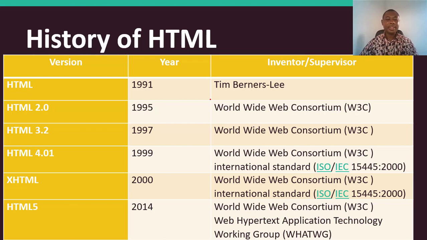W3C supervised that. By 1999, we had HTML4, and then that one too, we have W3C and ISO standardizing and supervising it. By 2000, we wanted a stricter HTML document in such a way that when you write P like this, you must always close it. So we came with XHTML. It follows XML structure. That one too, W3C and ISO supervising it.